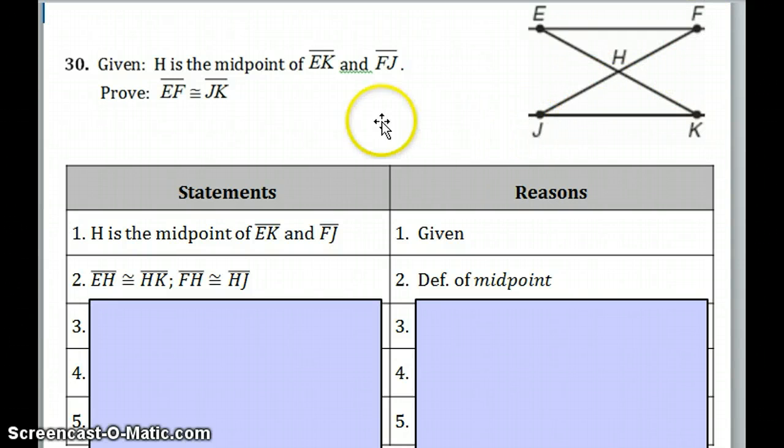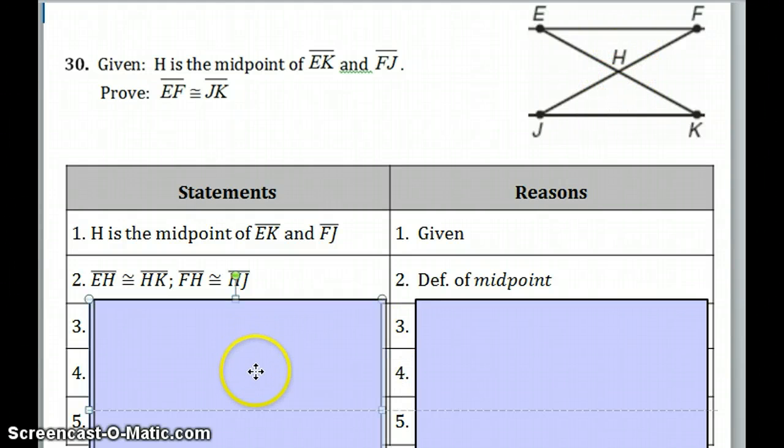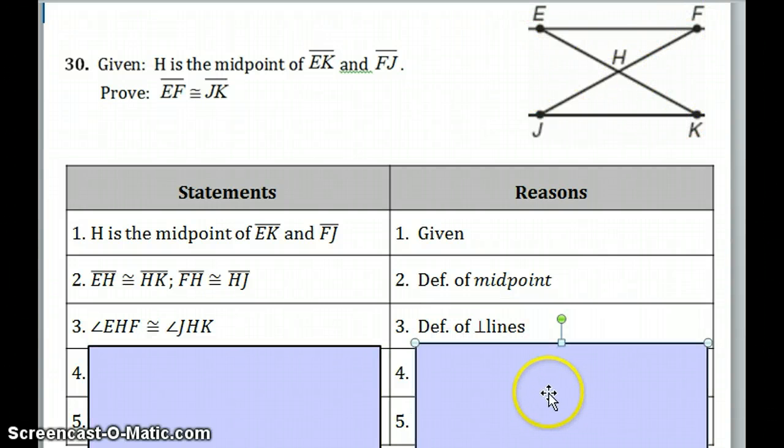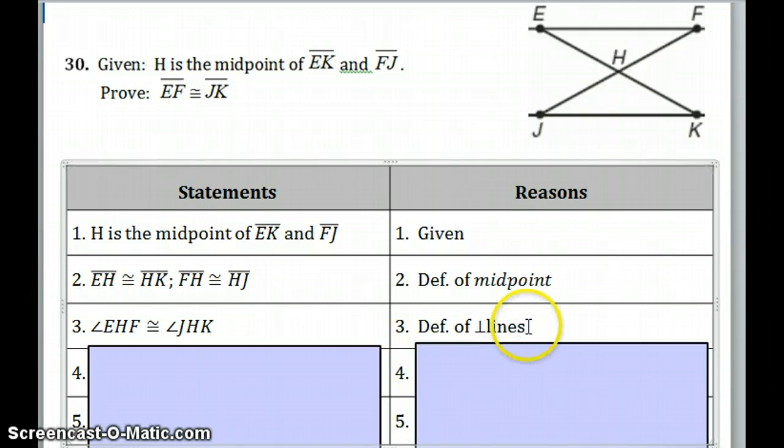We need more information to prove that the triangles are congruent first, then we can prove these are congruent by CPCTC. So here's what we can look at. Whenever you have intersecting lines, we always get vertical angles, so I always will know these are congruent angles by the vertical angles theorem. So angle EHF is congruent to angle JHK by the vertical angles theorem.